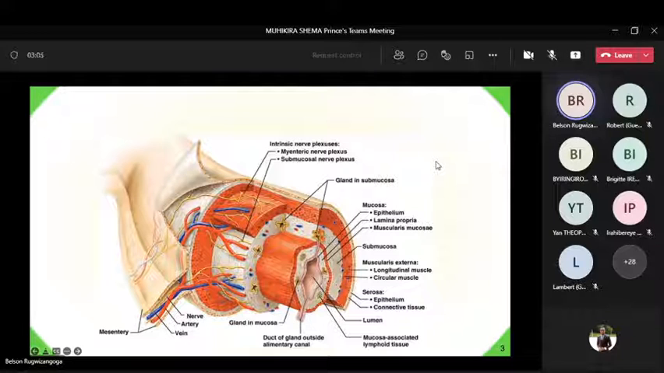But you know that in the stomach, we have also oblique muscle. So in the stomach, we have 3 layers of muscle within the muscularis propria. Then we have a serosa, which has epithelium at the surface, and between the epithelium and the muscularis externa, we have a connective tissue. So that is a general presentation of the gastrointestinal tract from esophagus up to the rectum.